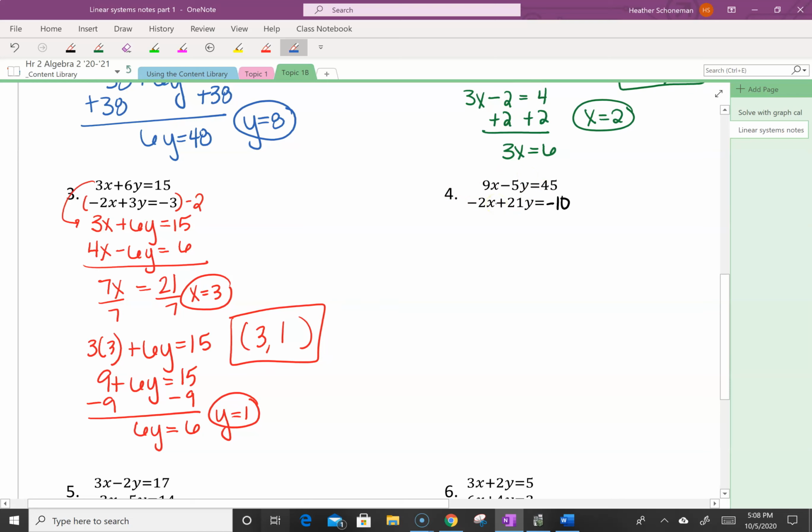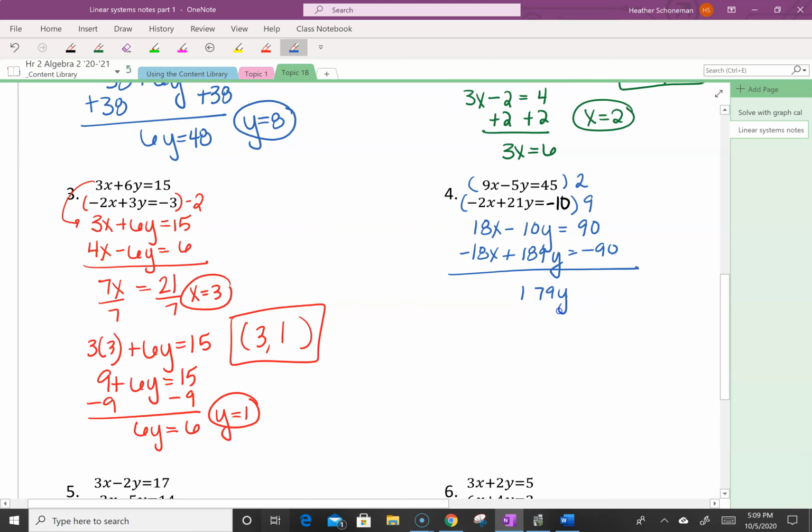And the least common multiple of 9 and 2 is 18. So to get this to 18, I'm going to multiply it by 2. And to get this to 18, I multiply by 9. I do not need to make any of them negative because one's positive and one's negative already. So that gives me 18x minus 10y equals 90. And then over here, I get negative 18x. And this would be plus 189y equals negative 90. Now when I add those together, the x's cancel.